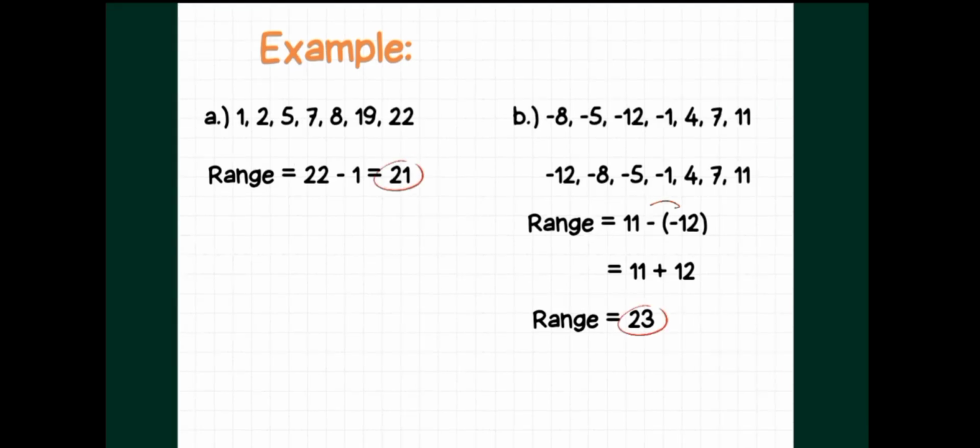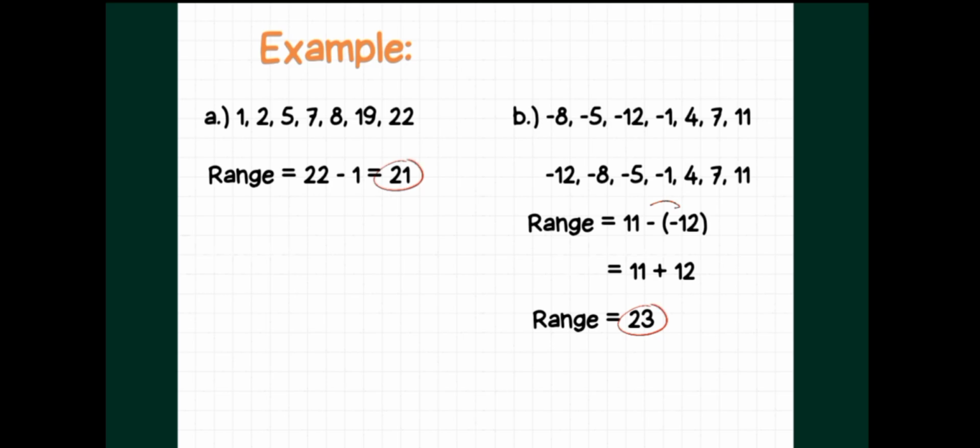Sa dataset letter B naman, ang given natin ay negative 8, negative 5, negative 12, negative 1, positive 4, positive 7, and positive 11. So makikita natin na meron itong negative and hindi pa ito totally naka-arrange. So, ang gagawin natin, i-arrange muna natin sila through their value. So, ang pinakamababa na value is negative 12. Sumunod, negative 8. Sumunod, negative 5, negative 1, positive 4, positive 7, and positive 11.